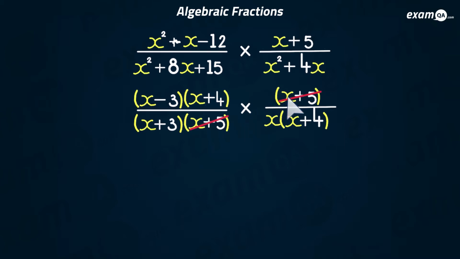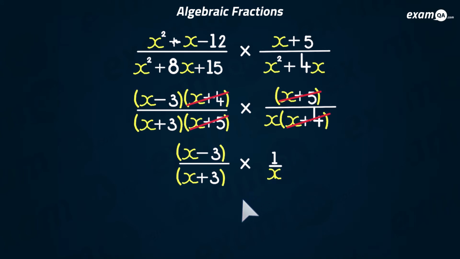So in the leading diagonal, I've cancelled down x plus 5. And in the other diagonal, we can cancel down x plus 4. So now we've simplified our problem. So let's go ahead and rewrite it without those things in it. Now the question looks much simpler.